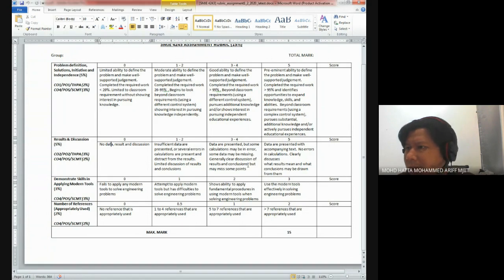I think the easiest item to score over here is demonstrating skill in applying modern tools. Of course, you will use MATLAB, and if you use MATLAB to analyze your system and also to compare the performance of the controller, here is an easy 3 marks. And also the number of references. In my guideline, I said that you need to have at least eight. In the rubrics here, if you have more than seven, you get full marks. It's very easy. And if you have a comprehensive discussion, easy 5 marks.